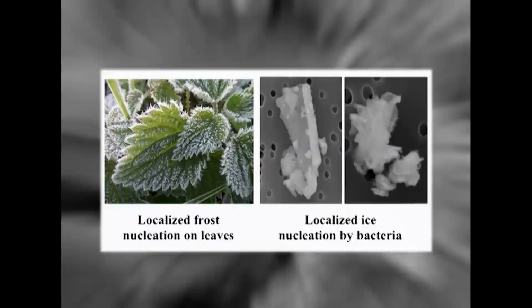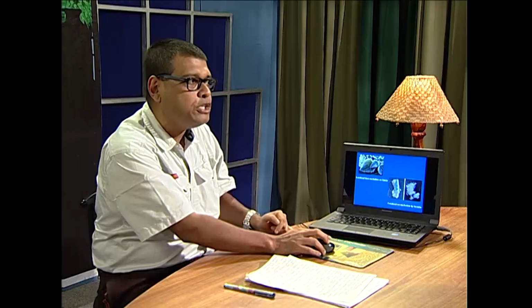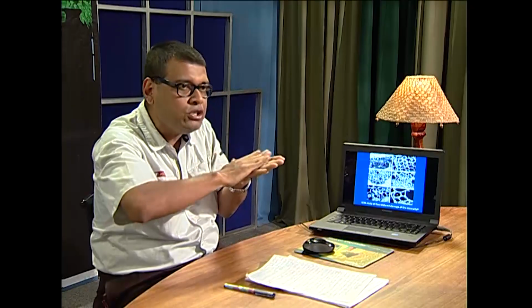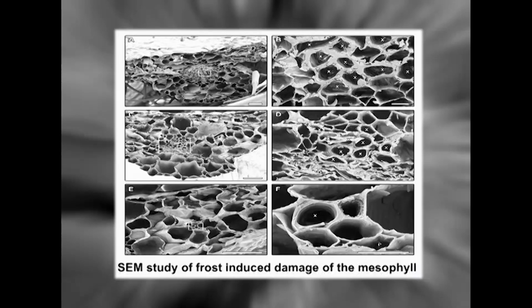One such deposition is ice nucleation. Ice nucleation you can see all over the leaf, but when we see it under scanning electron microscope, we will find that there are specific bacteria within which has caused this nucleation. And when we see that this nucleation will result in frost damage, so the mesophyll tissue gets damaged, as seen in this particular scanning electron micrograph.